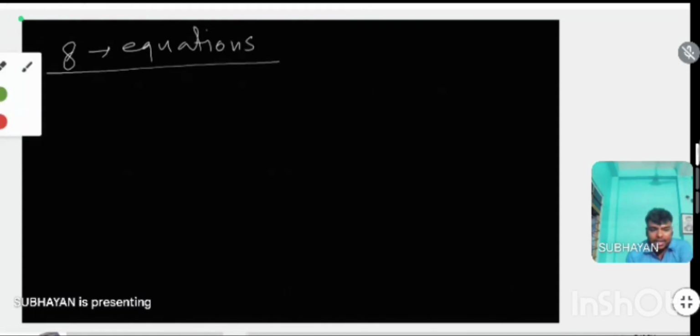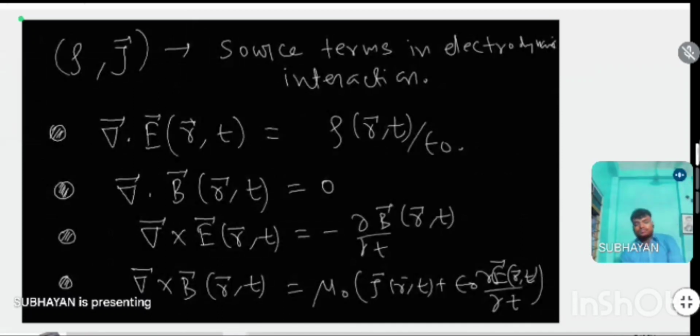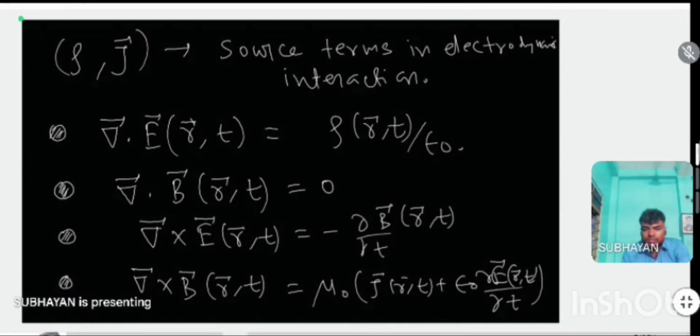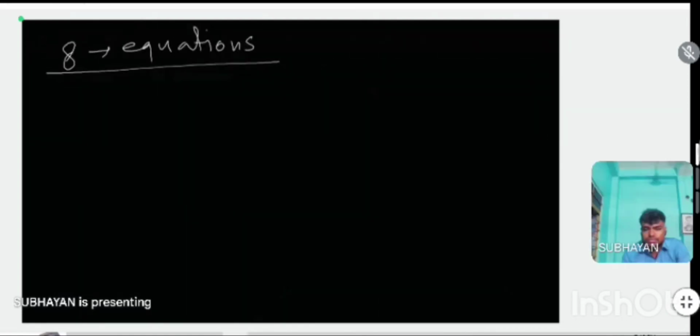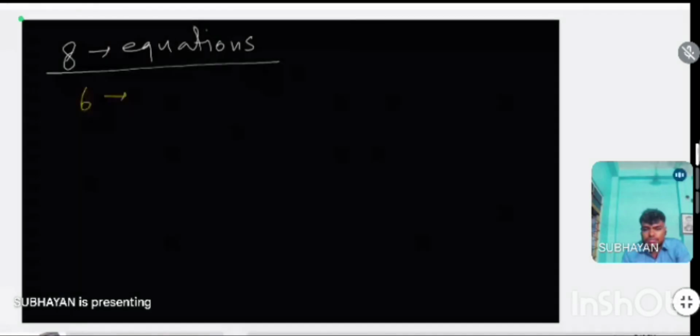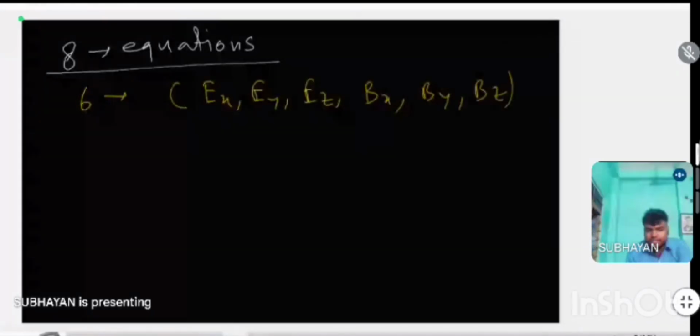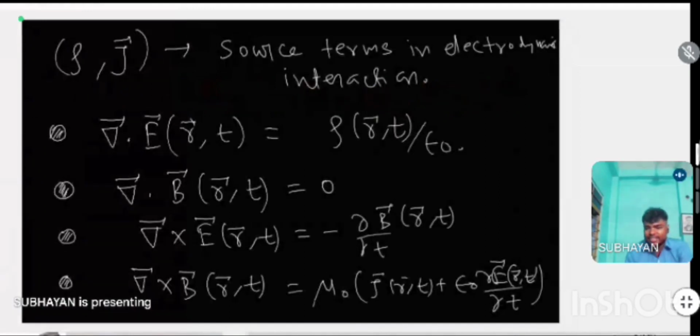Okay. And what is the number of unknowns? Please respond. What is the number of unknowns? 6 unknowns: Ex, Ey, Ez, Bx, By, Bz. Okay, rho and J are given.